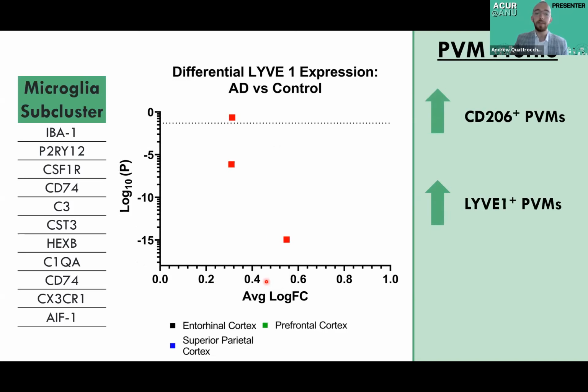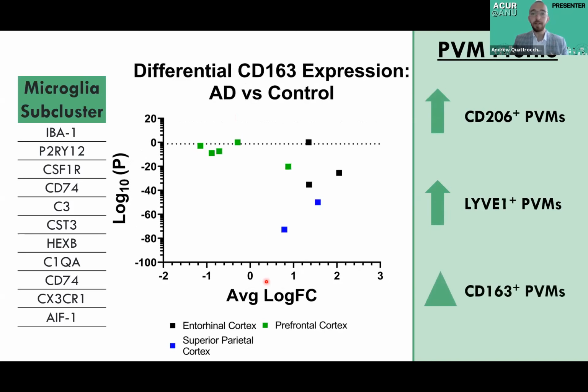Finally, I looked at CD163, but the story here wasn't as clear. As we can see, there's a heterogeneous expression of CD163 positive perivascular macrophages. In the prefrontal cortex, we can actually see there is a decrease. However, in the entorhinal cortex, there is a log fold change between 1 and 2. The reason why this is so important is the entorhinal cortex is one of the first structures in the brain where Alzheimer's disease pathology begins, showing us that these profiles of PVMs are different across the brain in Alzheimer's.